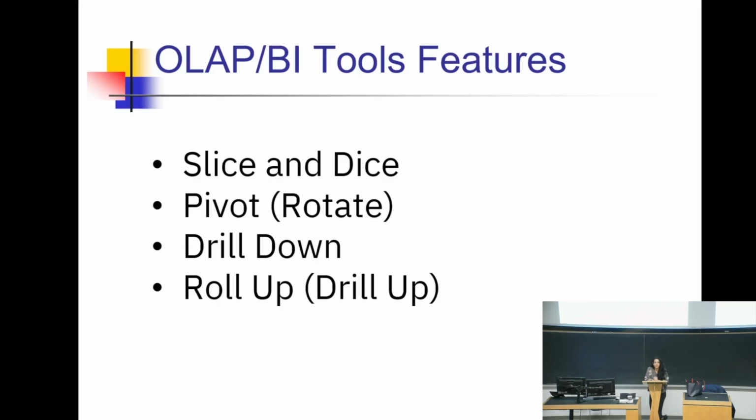Slicing is like you look at one dimension. And then dicing is like you're looking across multiple dimensions. So the difference is whether you are fixing one dimension and checking everything else for that specific dimension, or you are using different dimensions.